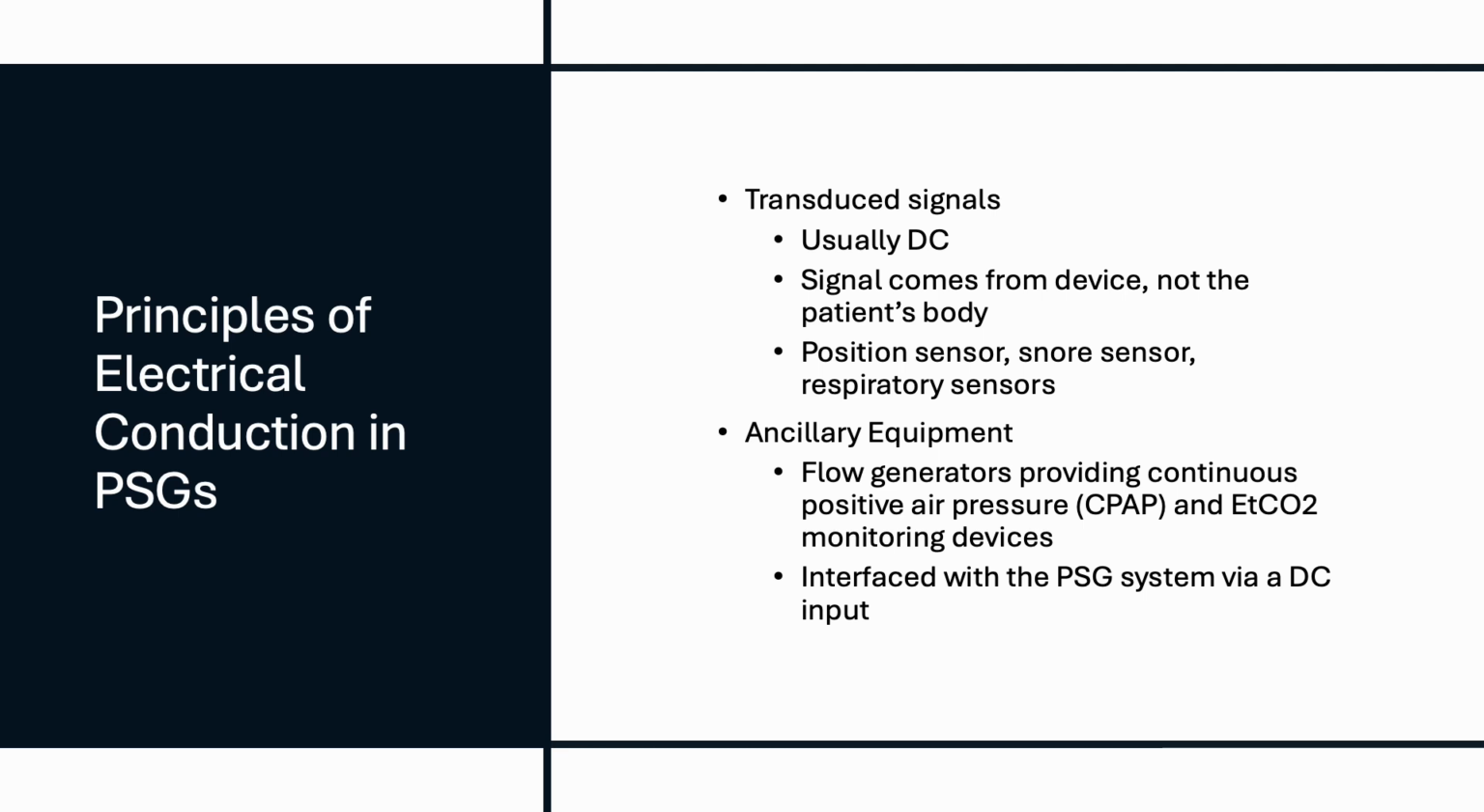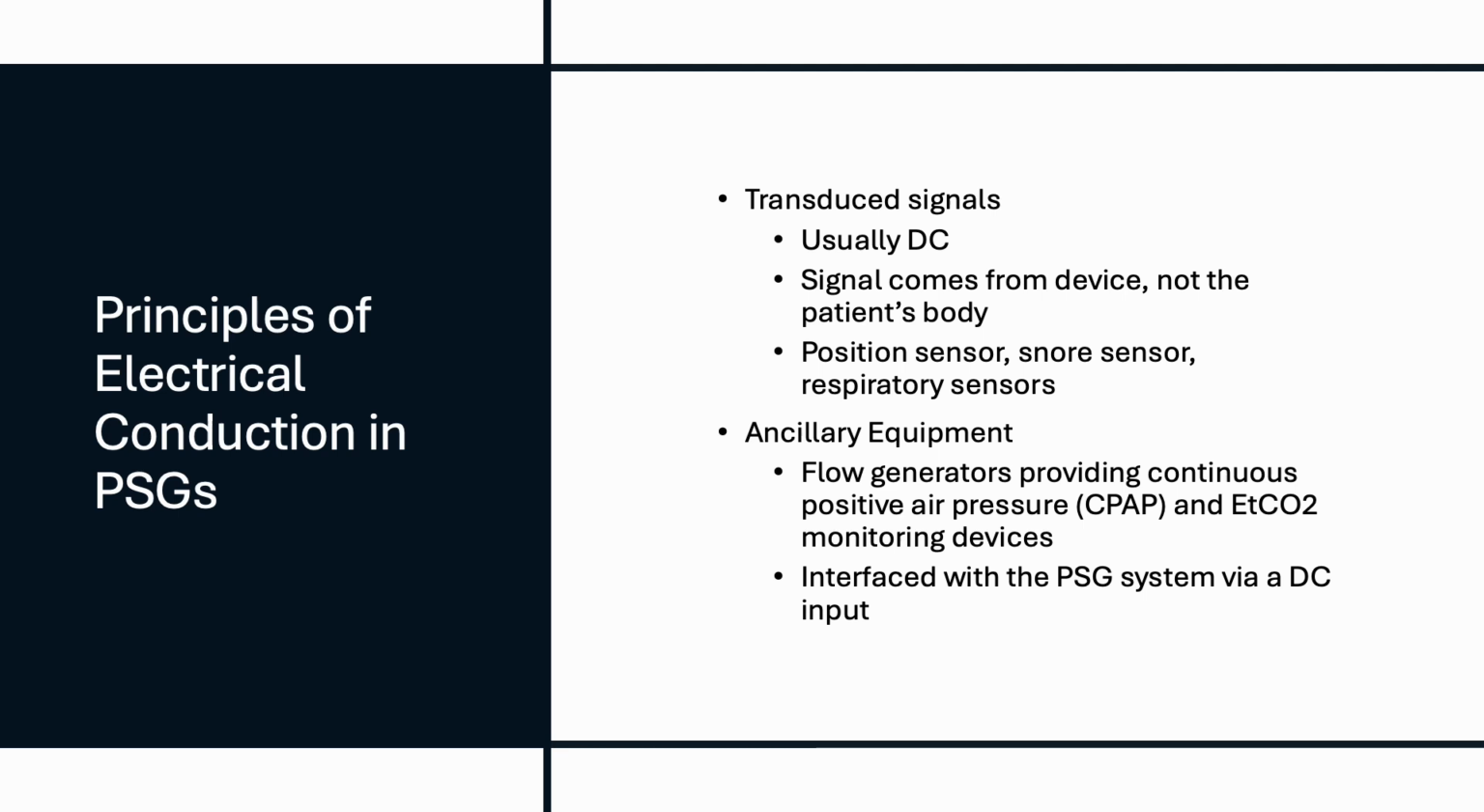Ancillary equipment would include pieces like a flow generator from a CPAP or the signal coming from a capnograph. A flow generator is something that is actually making air move. A capnograph has a vacuum, and it's actually sucking air in so that it can read CO2, and alternately CPAP goes the other way, and it's actually generating that flow.